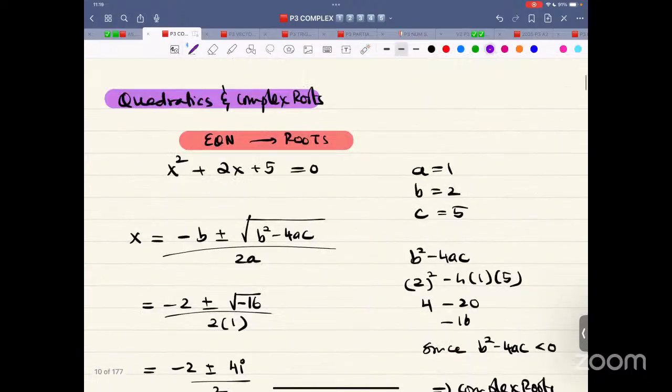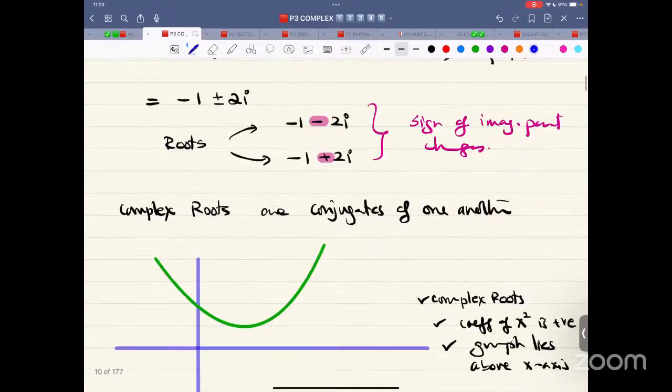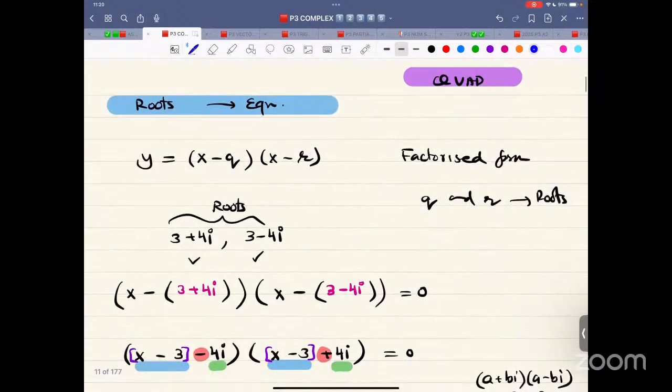So now over here, also remember this thing. The coefficients of the quadratic terms, of the algebraic terms, are real numbers. If they are real numbers, then we will get the roots as x plus iy and x minus iy. That is a hard and fast rule. If one of them is imaginary or two of them are imaginary, then this does not hold true. Complex roots are conjugates. The graph lies above the x-axis because the coefficient of x squared is positive.